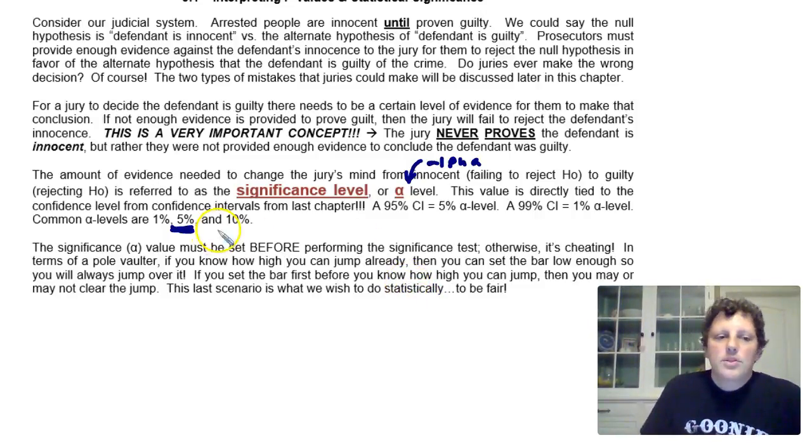If you want to get published, 5% is usually a good alpha level. So unless a question tells you to use 1% or 10% or something like that, you want to use 5%. That's generally what we would use.